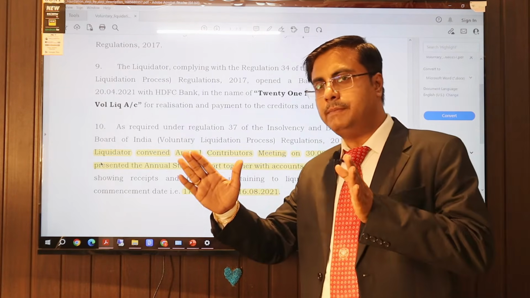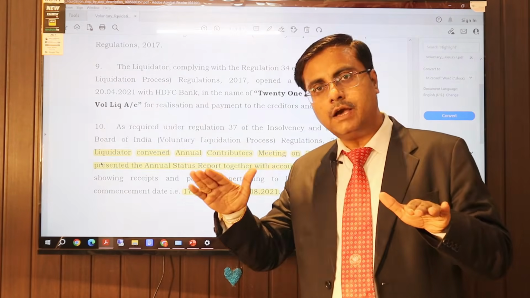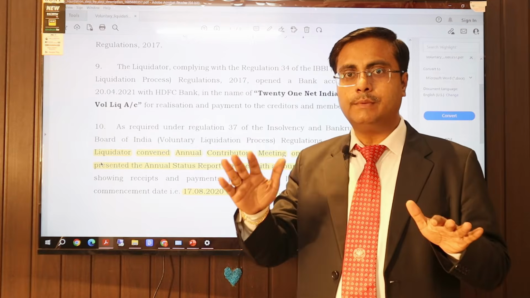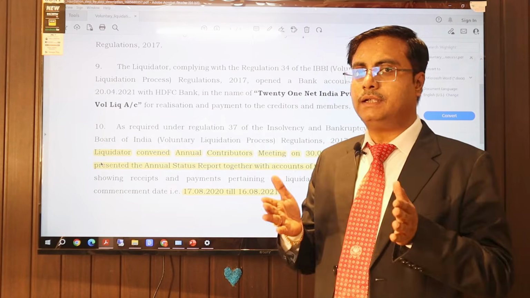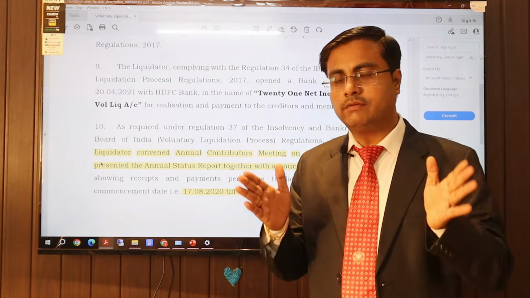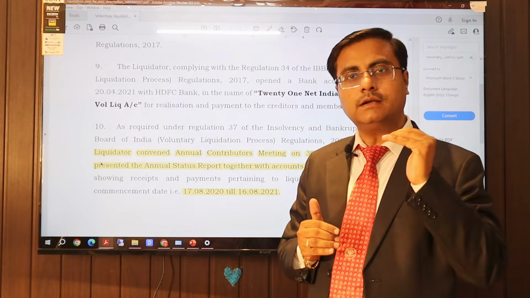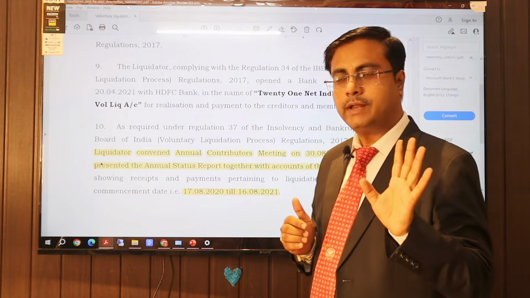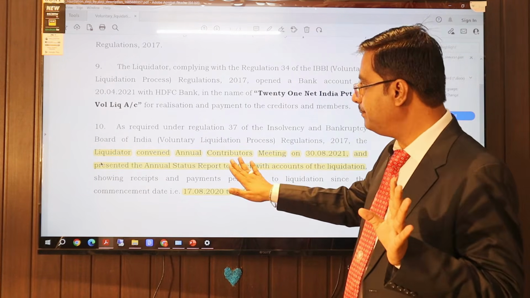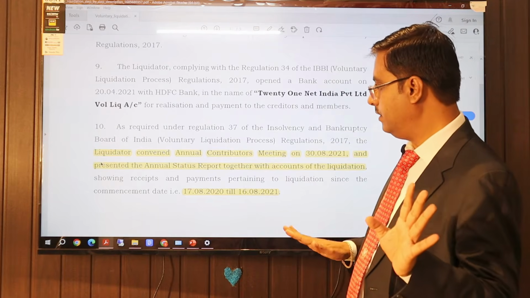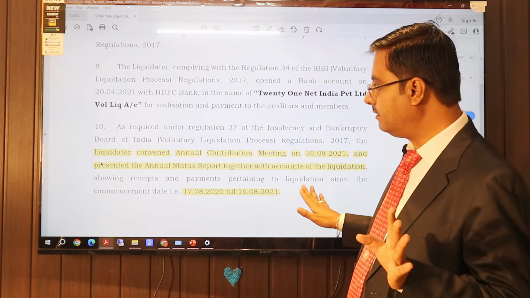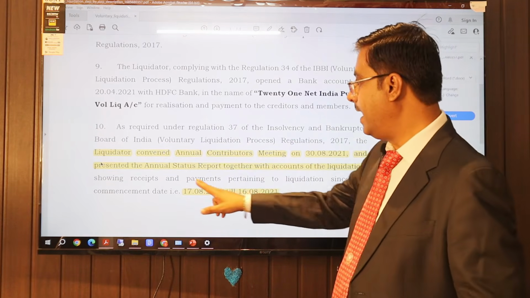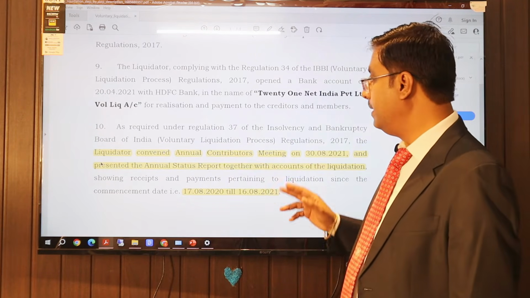But CIRP में और लिक्विडेशन में क्या फर्क है? CIRP is applicable in case you are not able to pay your debt, but in liquidation you are a solvent company. So management continues to stay on their position. Management, board of director रहेंगे. आप एनुअल जनरल मीटिंग कर रहे हैं, राइट? आपने जो लिक्विडेशन कमेंसमेंट डेट से अब तक के एक्सपेंडिचर करे हैं वो भी आप उसमें उसका डिटेल शो कर रहे हैं. एनुअल स्टेटस रिपोर्ट भी सबमिट कर रहे हैं.